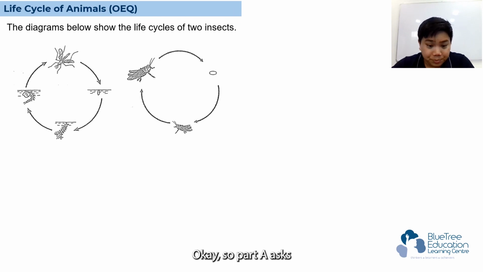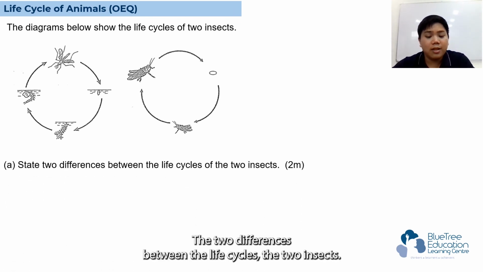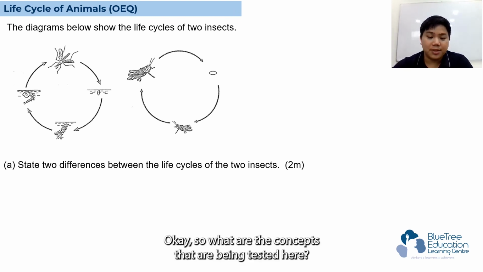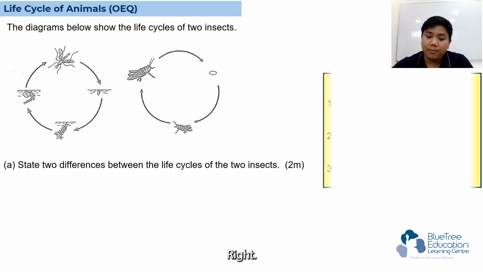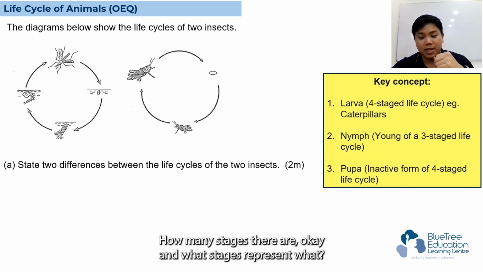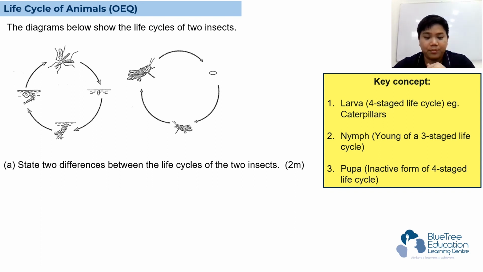Part A asks, state 2 differences between the life cycles of the 2 insects. What are the concepts that are being tested here? You must be able to recognize how many stages there are, and what stages represent what.